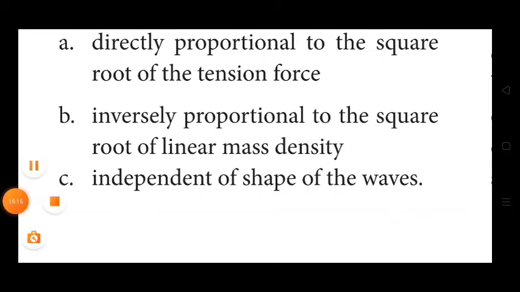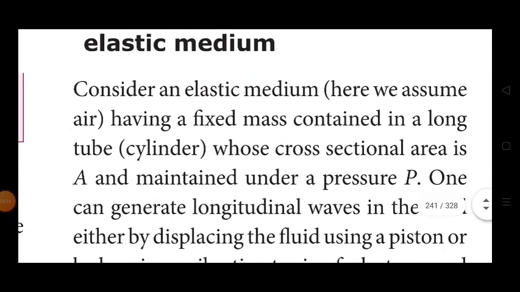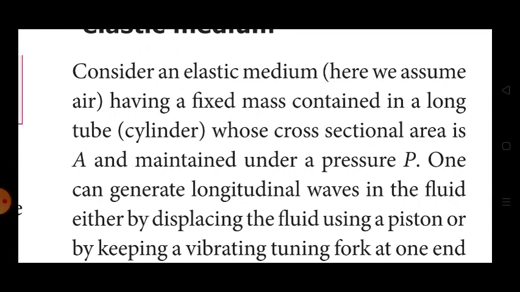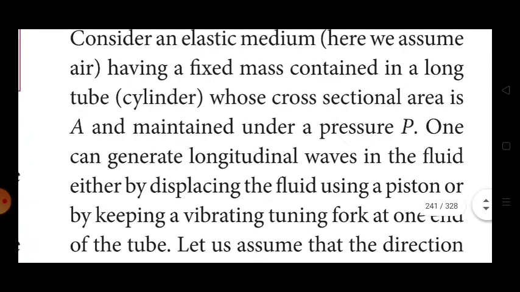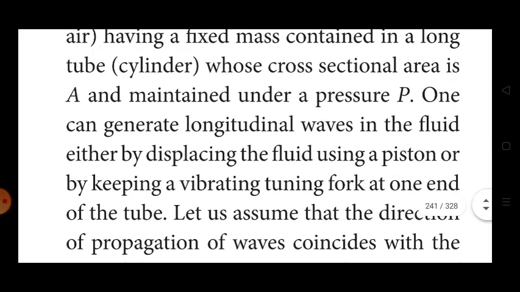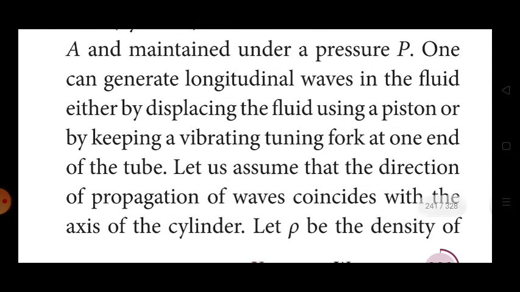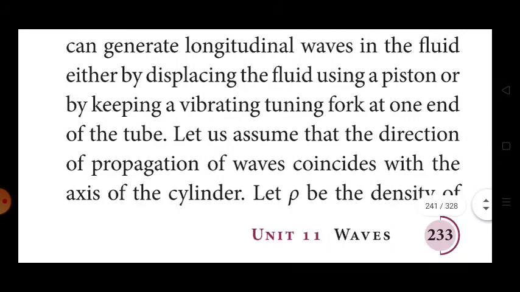Velocity of longitudinal waves in an elastic medium. Consider an elastic medium having a fixed mass contained in a long tube, that means a cylinder, whose cross-sectional area is A and maintained under the pressure P. One can generate longitudinal waves in a fluid either by displacing the fluid using a piston or by keeping a vibrating tuning fork at one end of the tube. Let us assume that the direction of propagation of waves coincides with the axis of the cylinder. Let rho be the density of the fluid which is initially at rest.